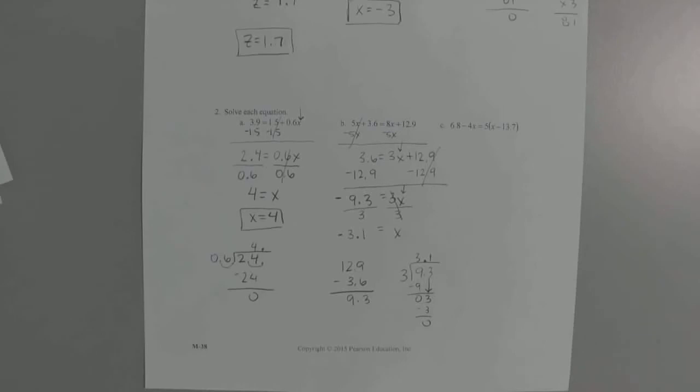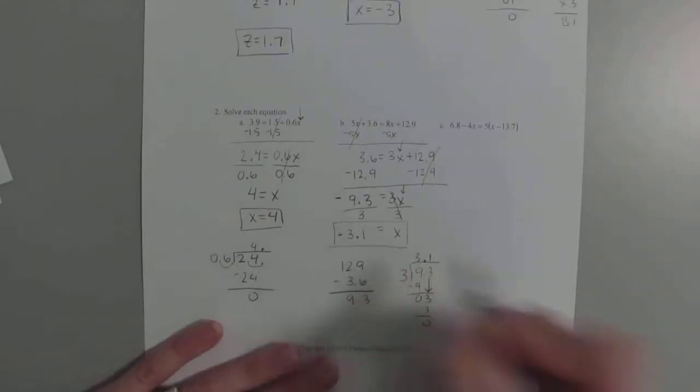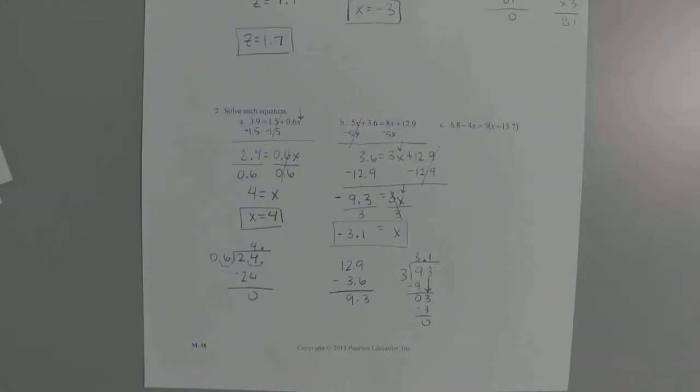So what does that mean? That means if you plug negative 3.1 into the 2 spots you see x, the left side should equal the right side. If you do 5 times negative 3.1 plus 3.6, you'll get a number. And if you do 8 times negative 3.1 plus 12.9, you'll get the same number. We found the unknown that made the left equal the right.